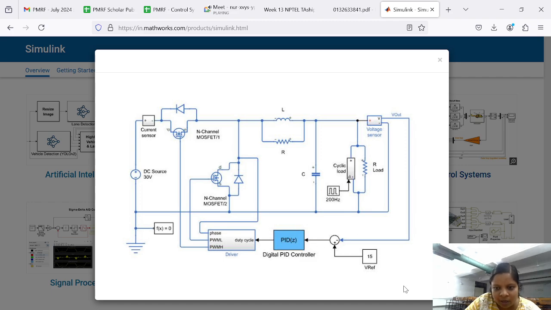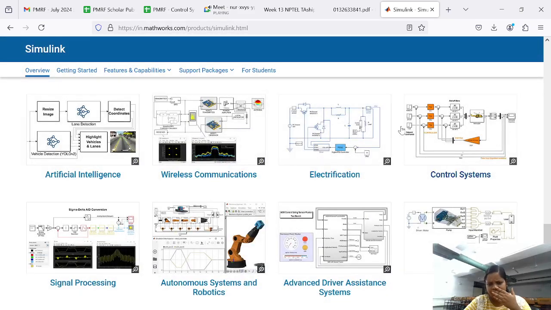So this is what we saw in the control course, right? There is some output, there is some reference, the subtraction goes into the PID controller, and it is used to drive the circuit. In this case, this is a driver and it is controlling the turning on and off of the MOSFET. So this is happening. So Simulink helps you a lot.